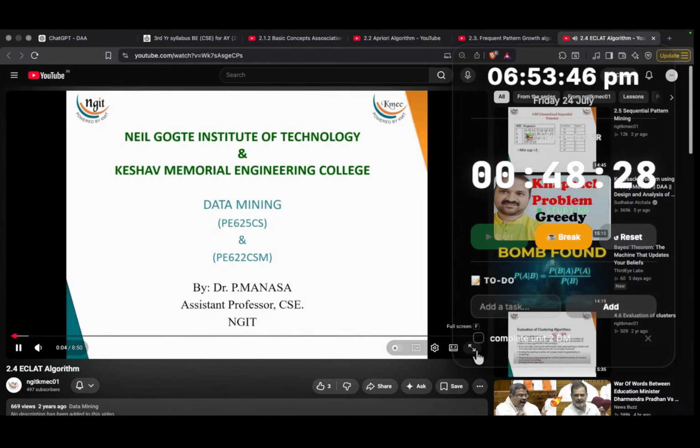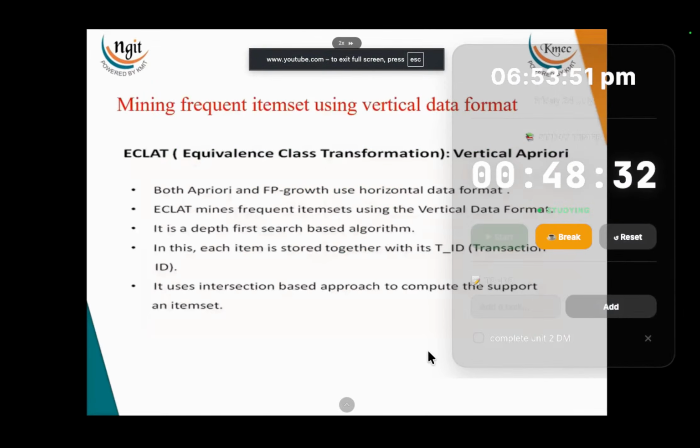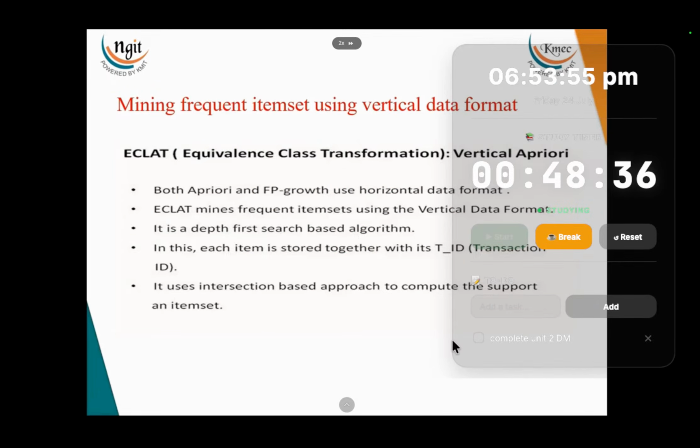Hello students. In this video, we are going to learn about the ECLAT algorithm. ECLAT refers to the equivalence class transformation algorithm. The Apriori and the frequent pattern growth algorithm, which we have seen in the previous video, use the horizontal data format, whereas this ECLAT algorithm uses the vertical data format. And it uses the depth first search algorithm.